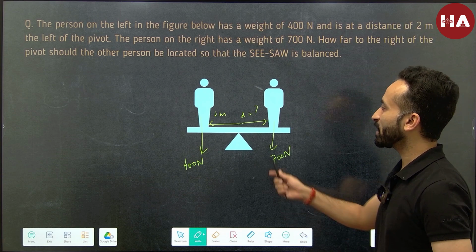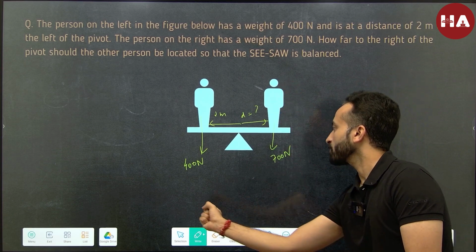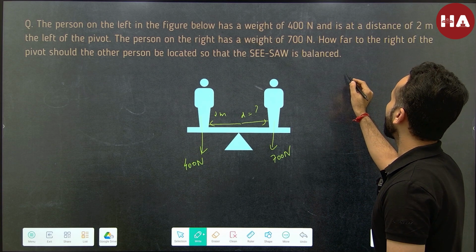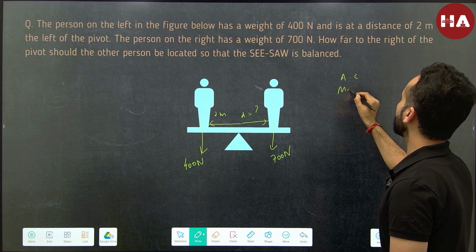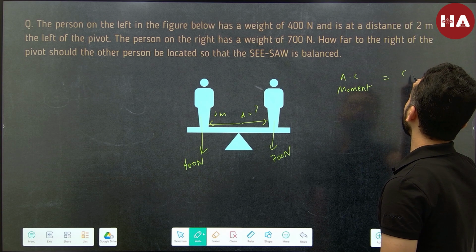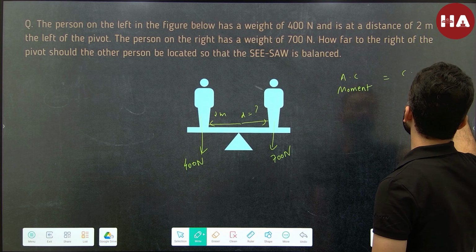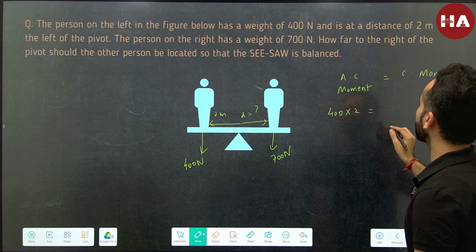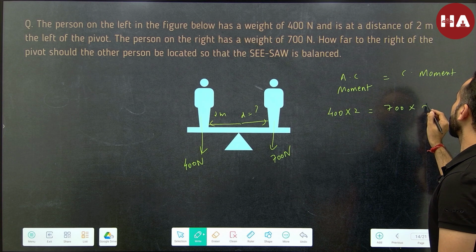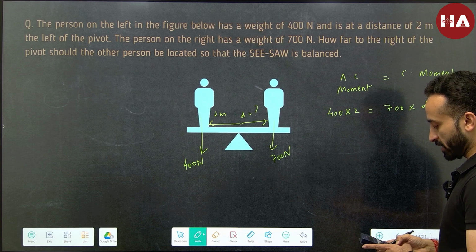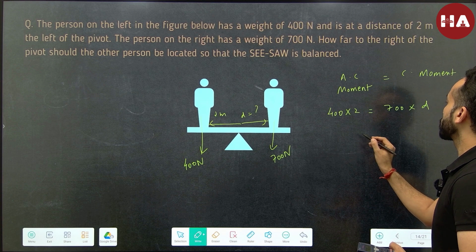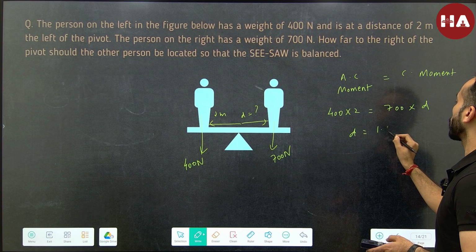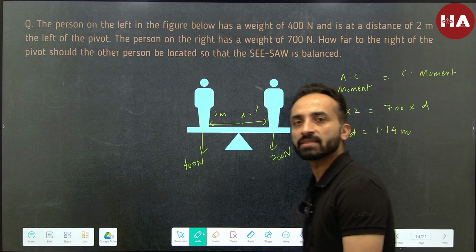So again, who's applying anti-clockwise and clockwise moment? This person is applying clockwise moment, this person is applying anti-clockwise moment. So let's balance it off. Anti-clockwise moment is equal to clockwise moment. Very quickly, anti-clockwise moment is going to be 400 times 2, and that is equal to 700 times d. So this value is going to be 800 divided by 700. So this value of d, if we round it off to 3 significant digits, is going to be 1.14 meter. That's the answer to the problem.